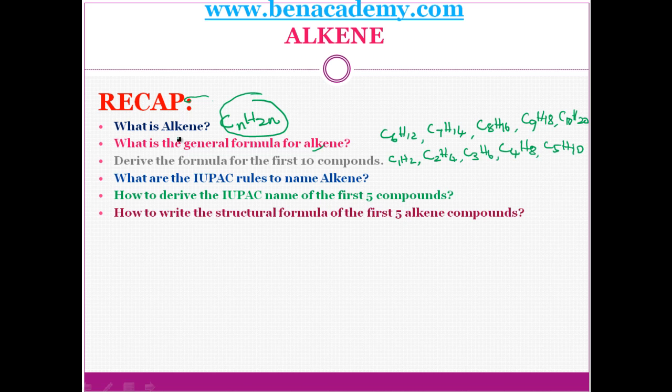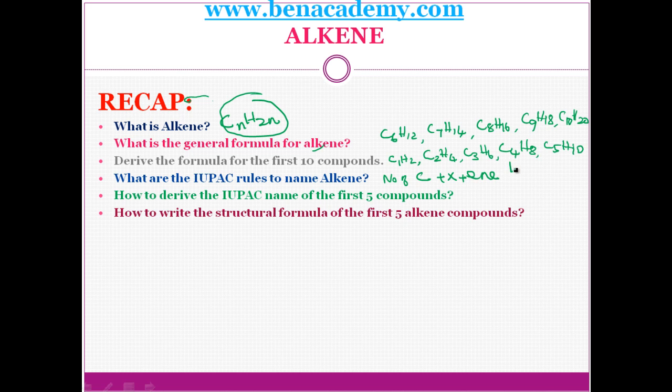Now what is the IUPAC rule to name an alkene? We have already learned that the starting name depends on the number of carbons. There is no middle name. The end name is ene. Then for the IUPAC name, we have to write all three combined.